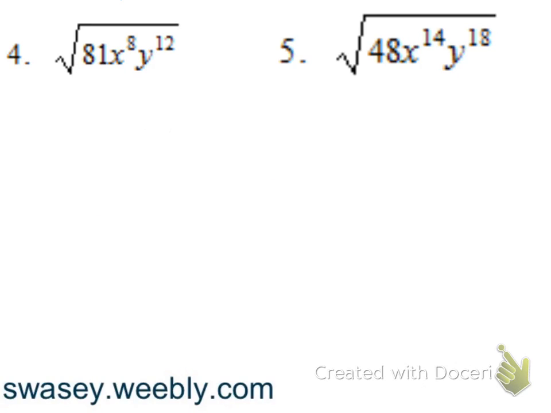Number 4, the square root of 81 is 9. Square root of x to the 8th. Remember, the index is 2. So when you're looking at your exponent, it's kind of like division. 8 divided by 2 is 4. x to the 4th times x to the 4th is x to the 8th. So the square root of x to the 8th is x to the 4th. And then y to the 12th, the square root of that is y to the 6th. Again, it's kind of like taking 12 divided by 2 as far as your exponents.